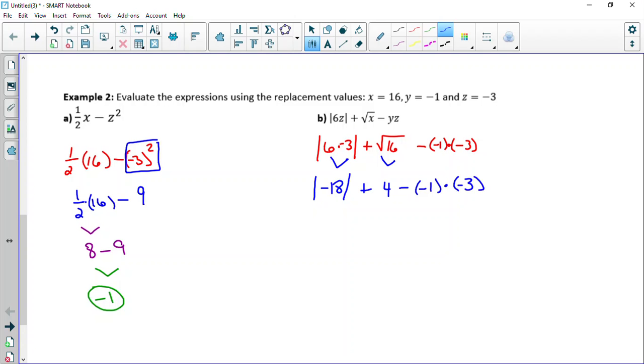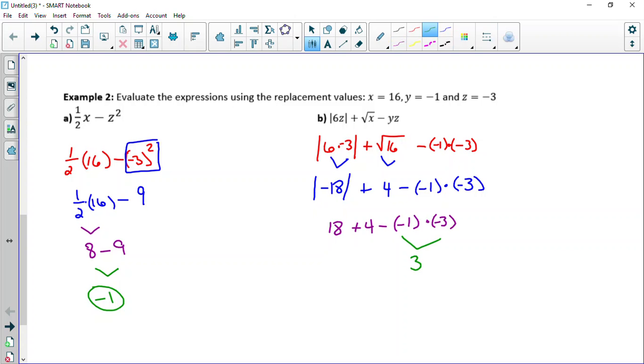Alright, now I still have grouping symbols, so I need to take care of the absolute value. So the absolute value of negative 18 is 18. Now I got plus 4 minus, and then I got negative 1 times negative 3. Alright, so now I've got addition, subtraction, and multiplication. Multiplication comes next, so I take care of those. Negative 1 times negative 3 is a positive 3. So that took care of those two.